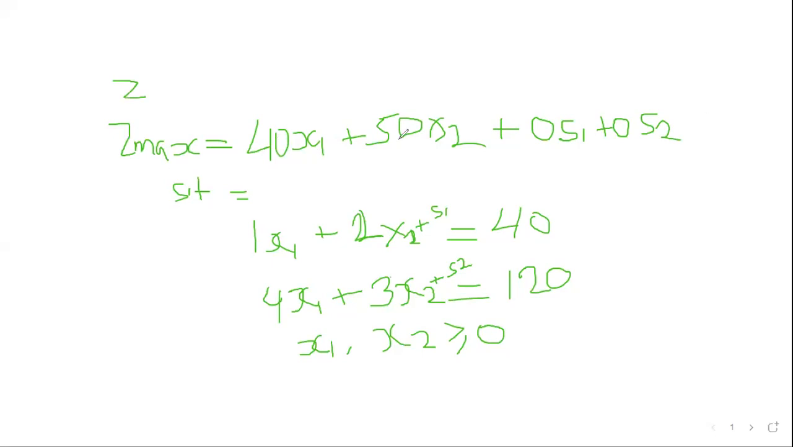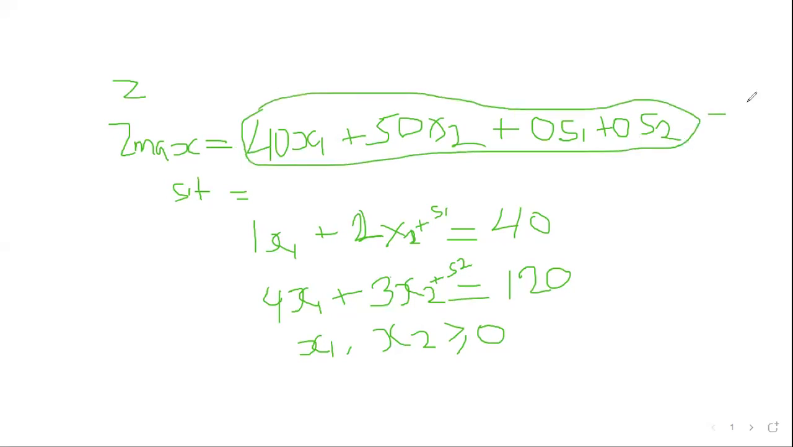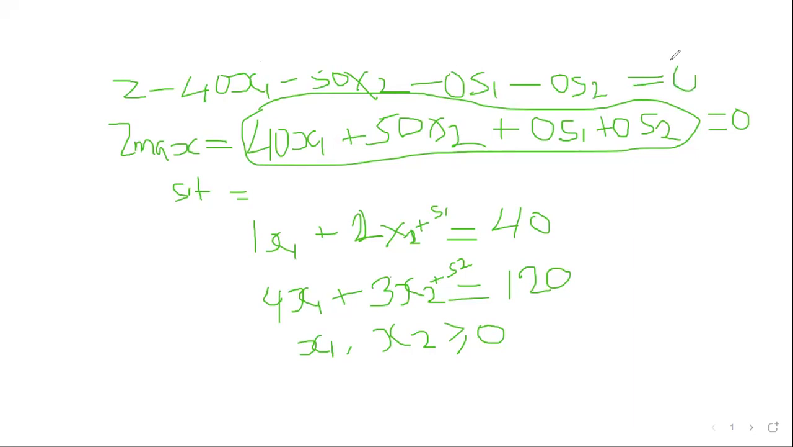Because we are equating all this to 0, we have to bring all this to the left-hand side, and then we have equal to 0. So we're going to have Z max is equal to, or Z minus 40x1, minus 50x2, minus 0s1, minus 0s2. So we would have the right-hand side of the objective function to be 0.